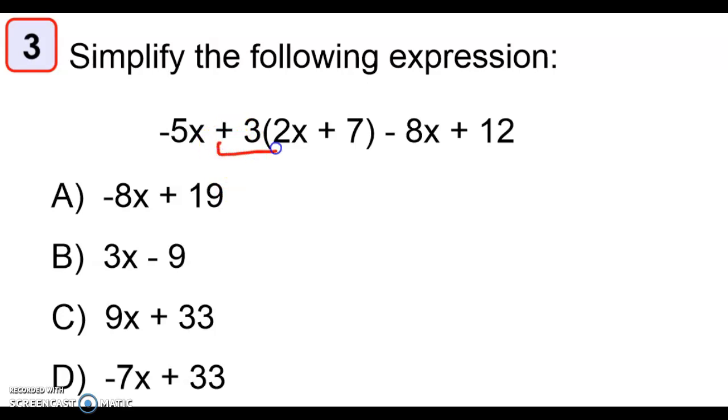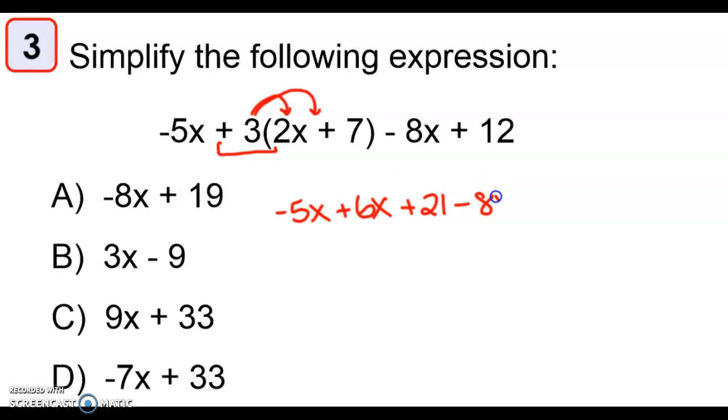So because I see this a positive 3 attached to our set of parentheses, that indicates that I need to do the distributive property. So I don't do anything to the -5x, so I bring it down. +3 times a +2x is +6x. +3 plus 7 is 21.